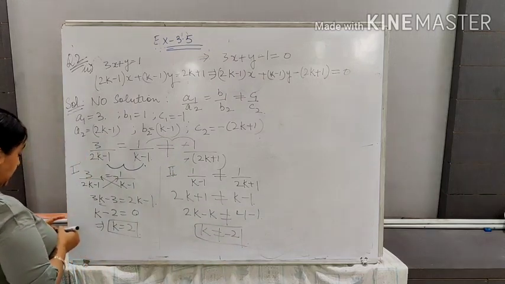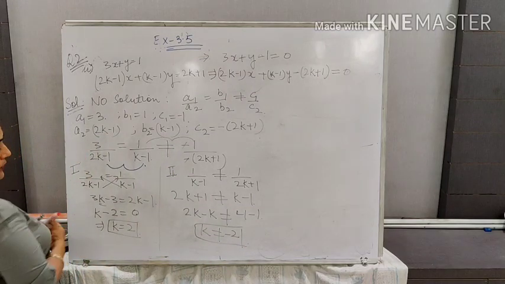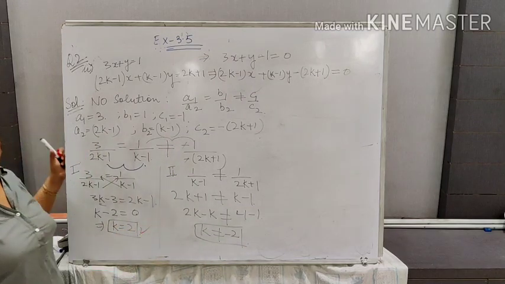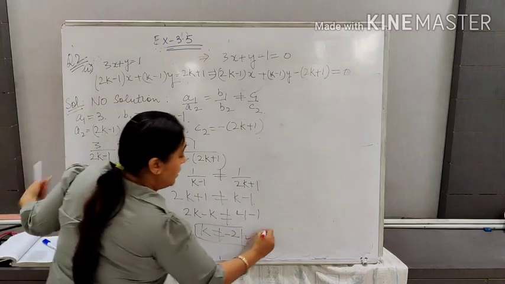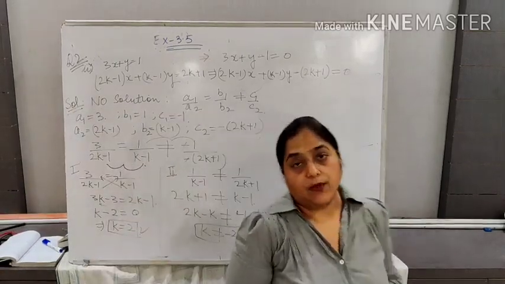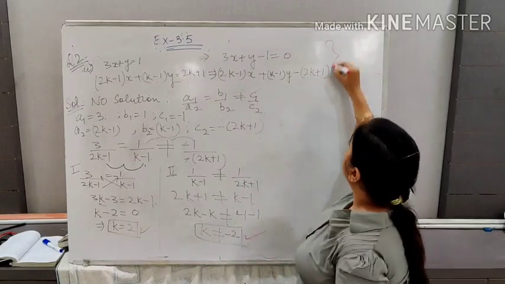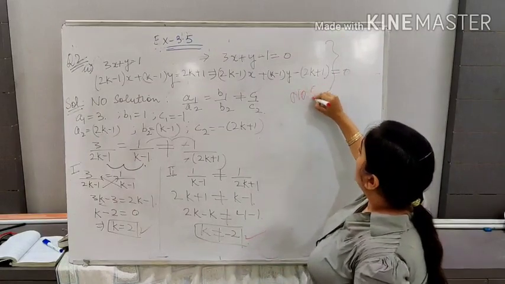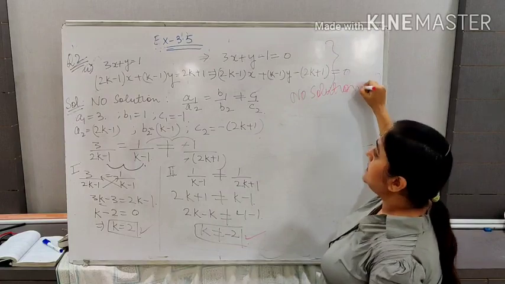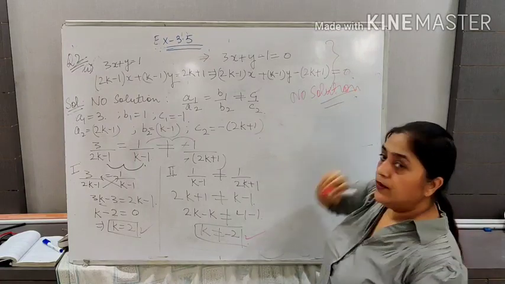So what is the condition? k should be equal to 2, and k should not be equal to minus 2, to have this system of linear equations as no solution. Got it? This was question number 2, second part.